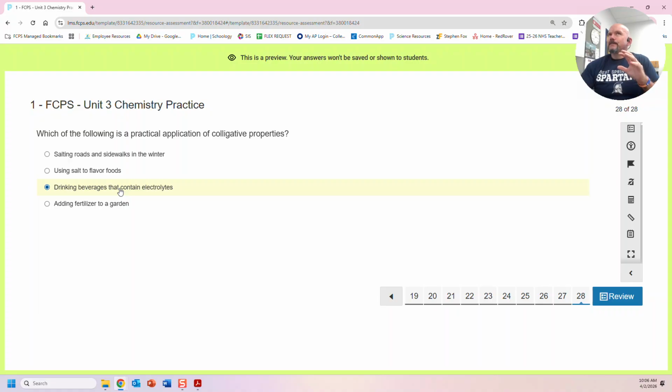But that's not taking advantage of the application of the electrolyte, right? So what it is is this one. Why do we put salt on our sidewalk when it's going to be freezing rain or something? Because we want to lower the freezing point. We don't want the water to freeze. Even if the temperature is below freezing, we want the water to stay liquid and not turn to ice so we don't slip on it, right? So it would be that one, right?